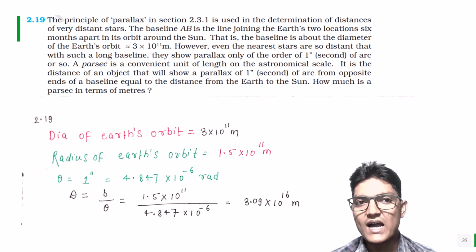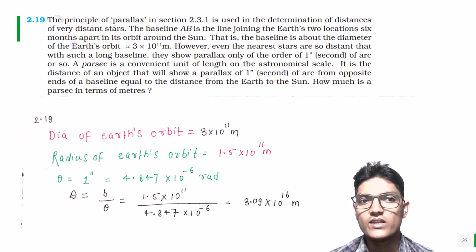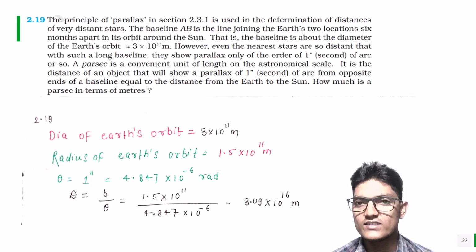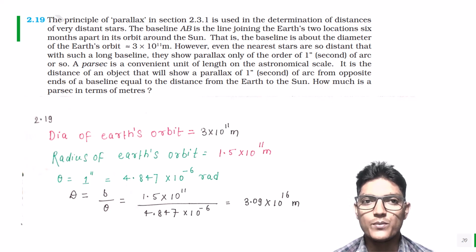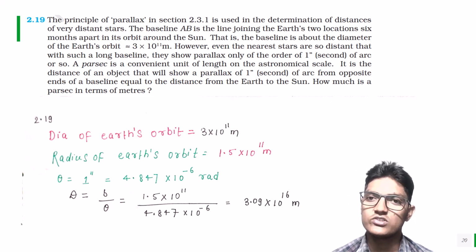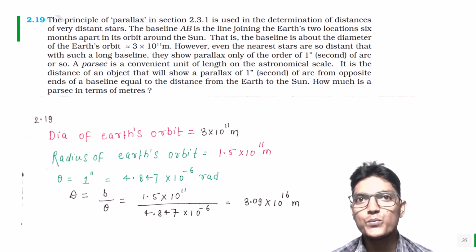So, a parsec is a convenient unit of length on the astronomical scale. It is the distance of the object that will show a parallax of 1 second of arc from opposite ends of the baseline equal to the distance from the Earth to the Sun. How much is a parsec in terms of meter?